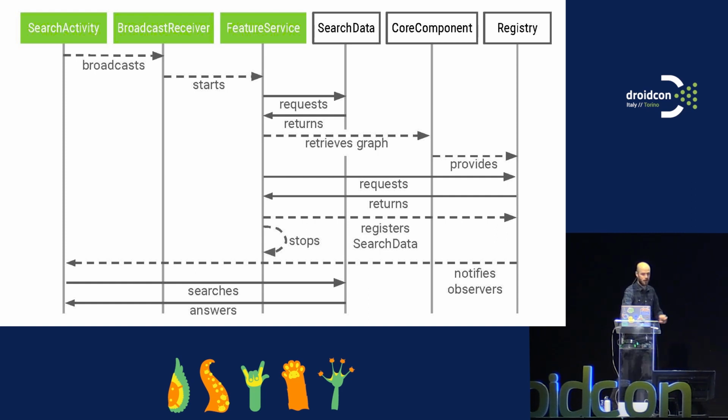So let's go through the flow and how this works. The search activity sends out a broadcast to the broadcast receiver. It just says, I want to know who can provide me with search results. The broadcast receiver in the feature module then starts a service. That service then requests the search data, which is being held onto in the feature service.